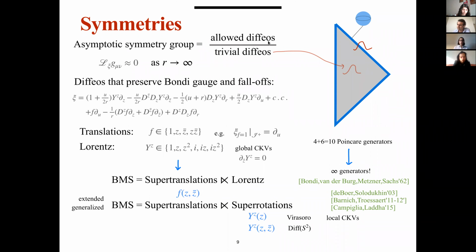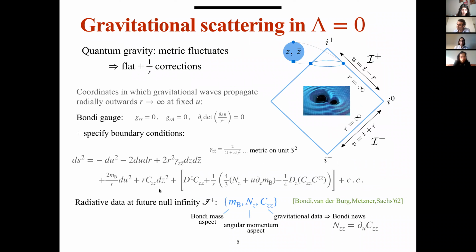What I mean by this is that we want to find all the diffeomorphism vector fields that preserve the boundary conditions that I have shown on the previous slide, so that preserve the form of the metric. The coefficients of these 1/r terms can change, but the power in 1/r has to stay the same. So we want to look at all the diffeomorphisms that keep this radial fall-off structure the same. And they also have to satisfy exactly these gauge conditions.